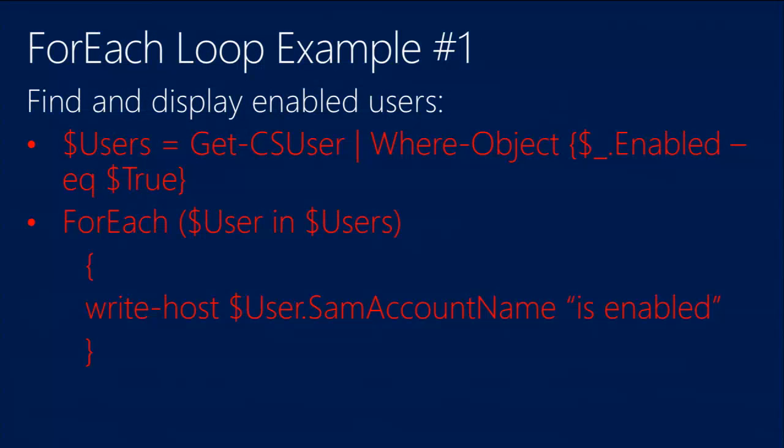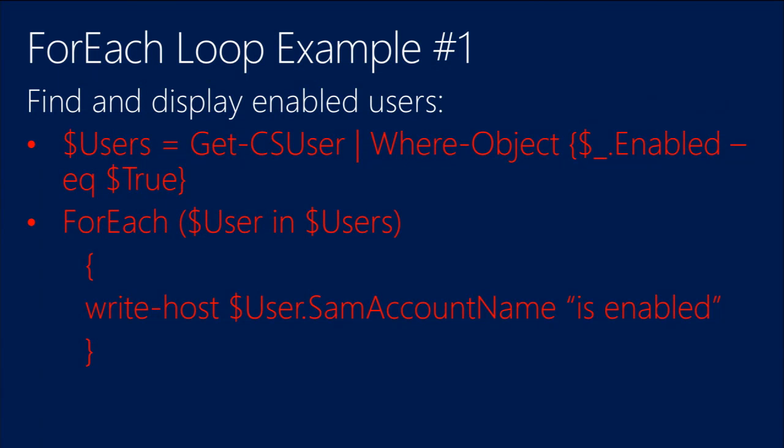All right, so we talked about foreach for a second. We've got an actual foreach up here. It's pretty basic stuff. It says we're going to find and display enabled users. So the first thing we do is say $users equals Get-CsUser where they're enabled. That's all it is. So we've taken every user who's enabled and stored their information in $users. That's our variable. Now we say foreach user in users, Write-Host and then user.SamAccountName is enabled.